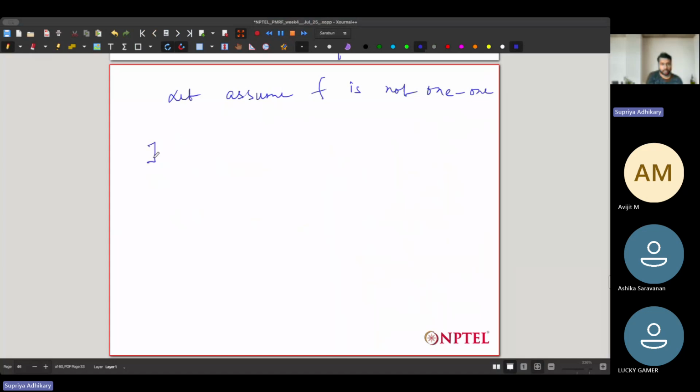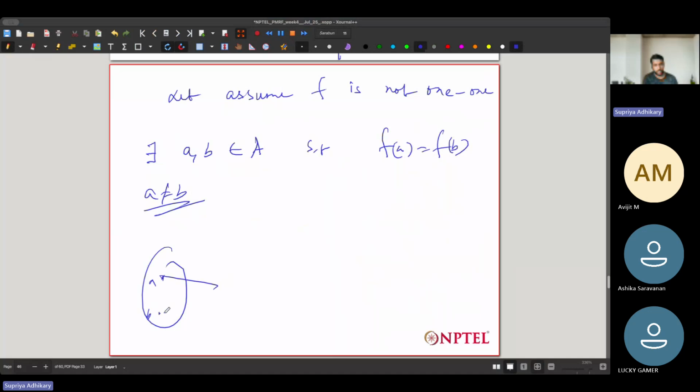That means that there exist some a, b in the set A such that a is not equal to b and f of a is equal to f of b. So there exist two elements a and b which map to the same element in the codomain set. In a one-to-one function that should not happen, but since we are assuming that it is not a one-to-one function, this should happen.